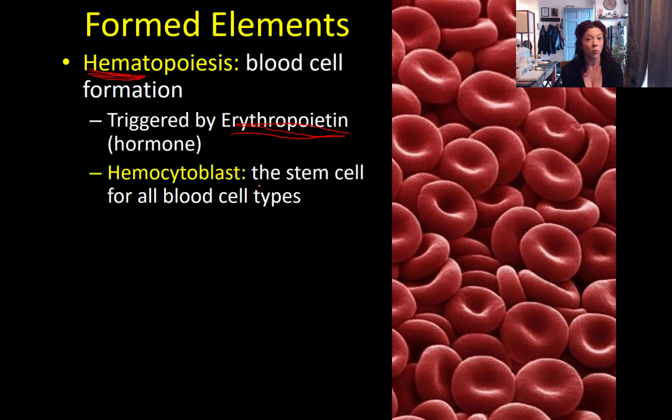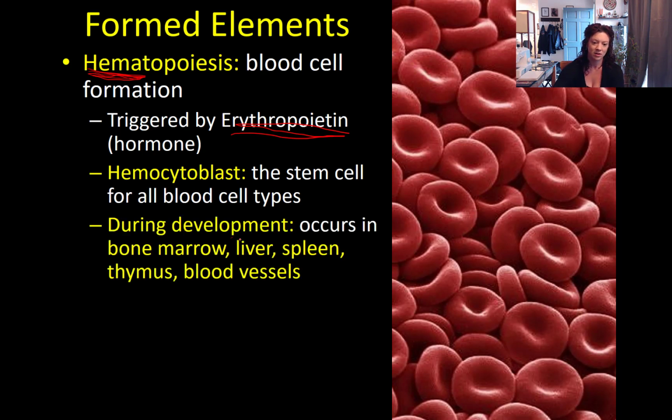There is actually only one stem cell that gives rise to all of our blood cell types. It's called a hemocytoblast. This is a stem cell for all blood cell types. You can take a hemocytoblast and eventually mature it into either an erythrocyte or a leukocyte or a platelet. The trick is it can only develop into one type. It can't then reverse and change back into something else.